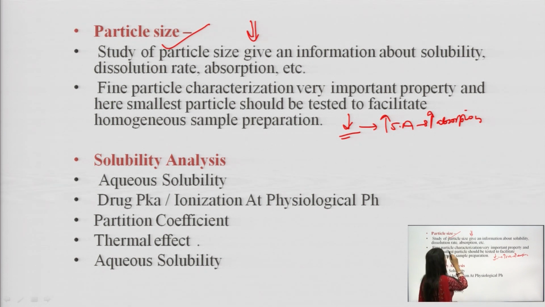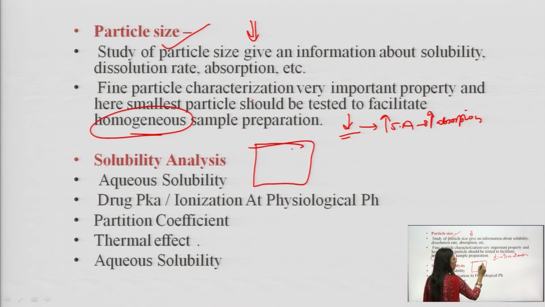The particle size in characterization plays a very important role, and here the smallest particles should be tested to facilitate homogeneous sample preparation. Okay, homogeneous means the sample is simple and uniform, like it is the same all over.